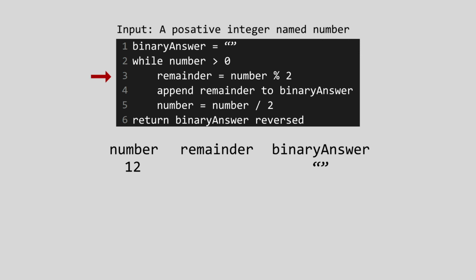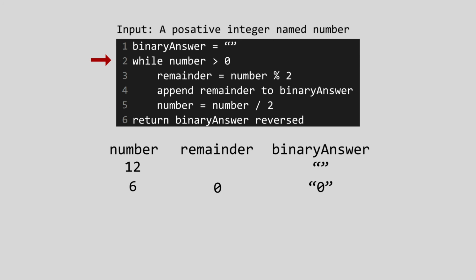The first line in the loop, line 3, will calculate the remainder. It does this with the modulo operator. If you haven't come across the modulo operator before, it simply gives you the remainder, so exactly what we need. So 12 modulo 2 would give 0. So remainder is now 0. On the next line, line 4, we append remainder to our binary answer. So binary answer would now be 0. On line 5, we divide number by 2 and store it back in number. So 12 divided by 2 would be 6, so number is now 6. And that's the bottom of the while loop.